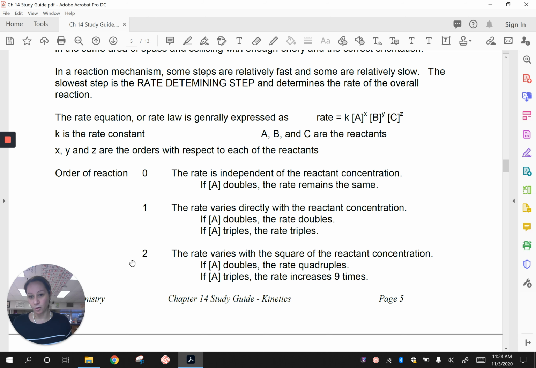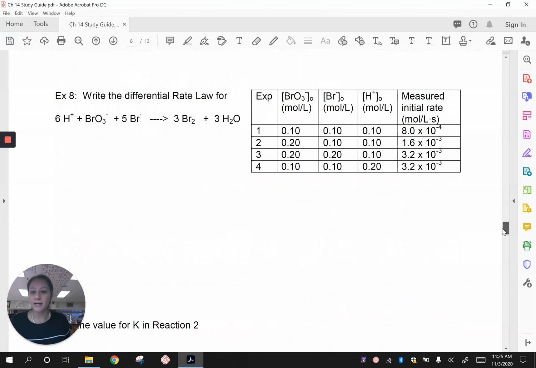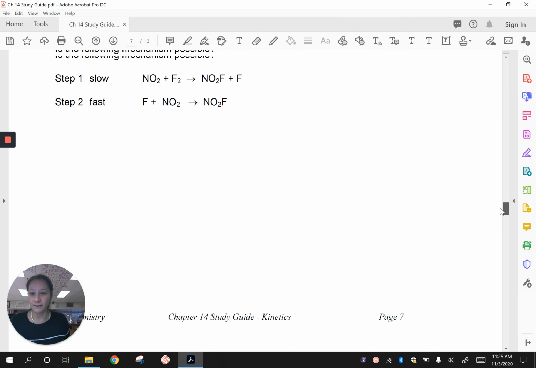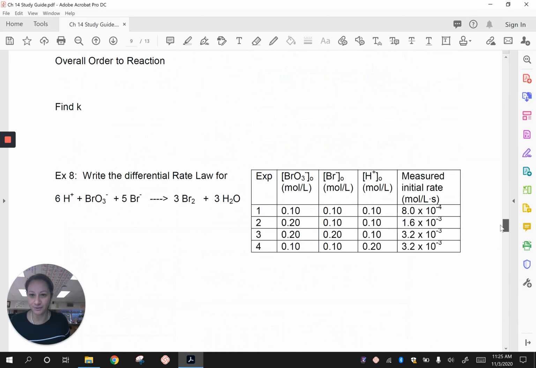If it's second order, then the rate will vary with the square of the reactant concentration. So if I double my concentration, I quadruple my rate. Or if I triple my concentration, I increase my rate by 9 times, and so on. So that x, y, and z are the order, and the order tells you the dependency of the rate on the concentration.